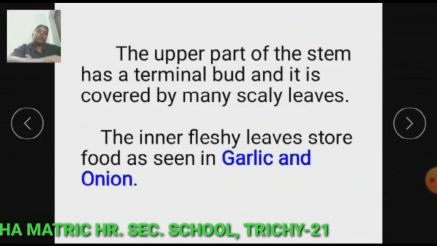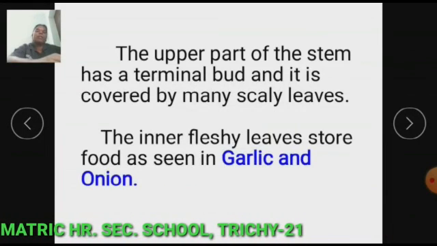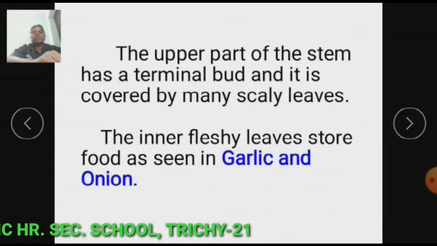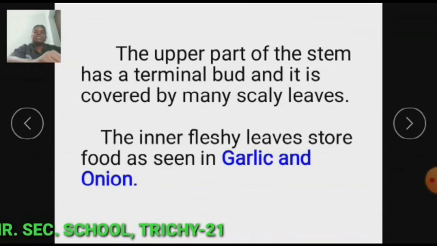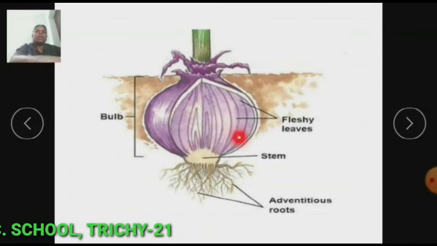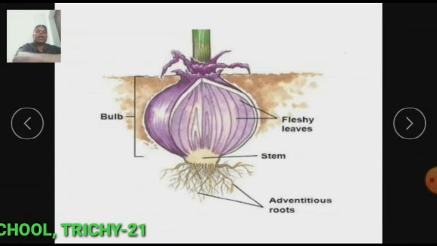The upper part of the stem has a terminal bud and it is covered by many scaly leaves. The inner fleshy leaves store food as shown in garlic and onion.